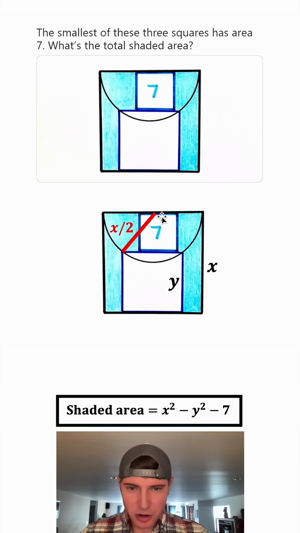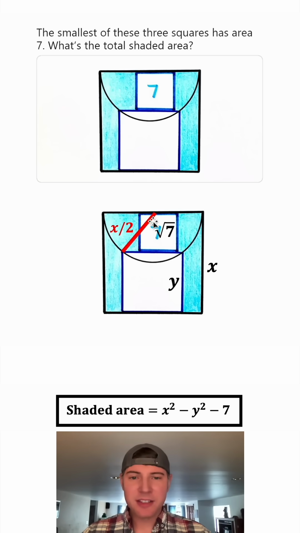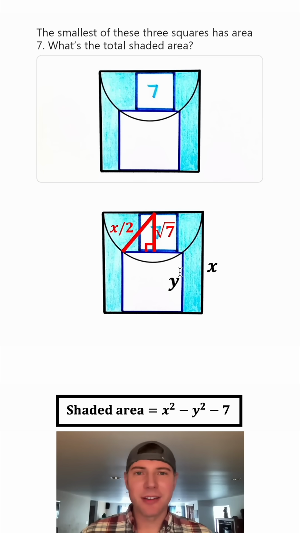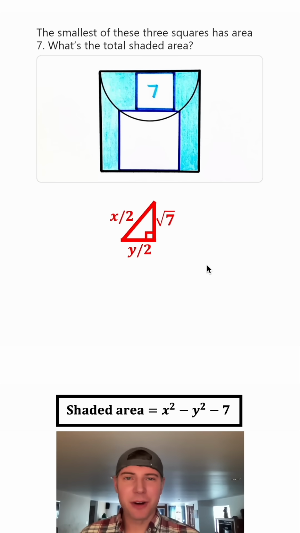And then next, let's draw this perpendicular line. This is the same length as the side of this square. And this square has an area of 7, so the side length is square root of 7, which means this has a length of square root of 7. And last, let's connect this right here. This distance is half the side of this square, so it's going to be y over 2. Now let's play around with this right triangle.